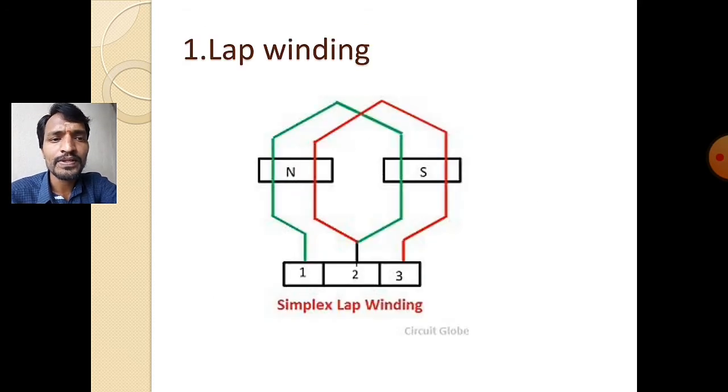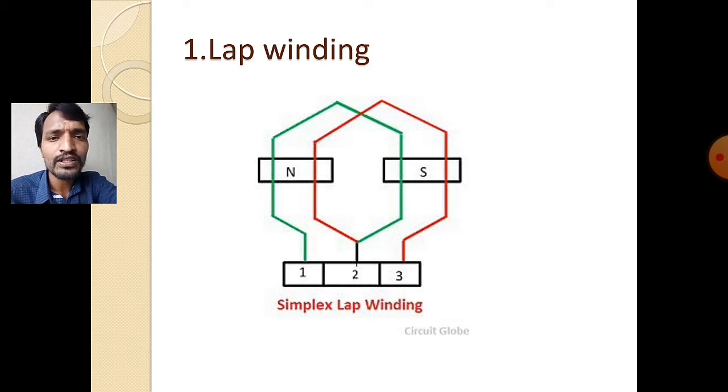Here is the picture of simplex lap winding. You can see the red and green colors are two conductors. One end of a conductor is connected to a commutator segment and the next end is connected to the starting end of another conductor, and this junction is again connected to a commutator segment. Here, the number of parallel paths will be more in the lap winding.